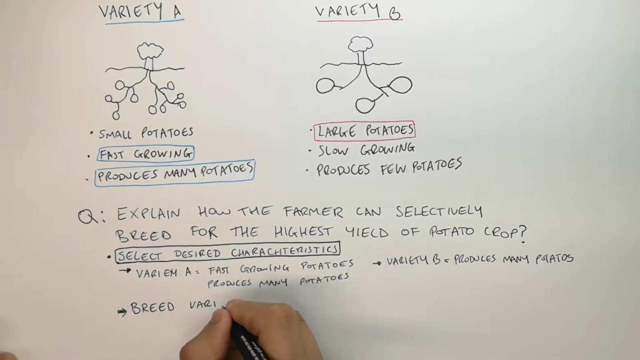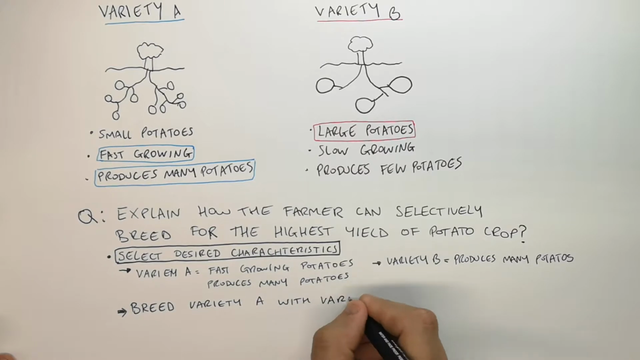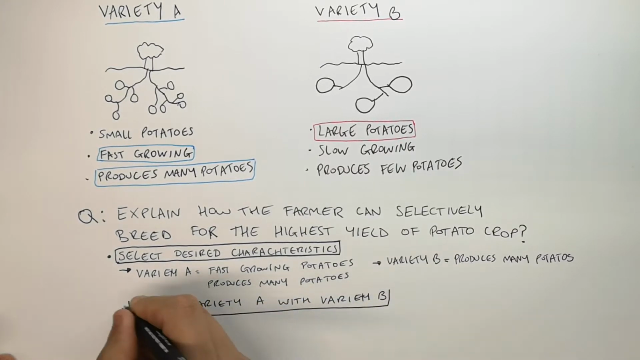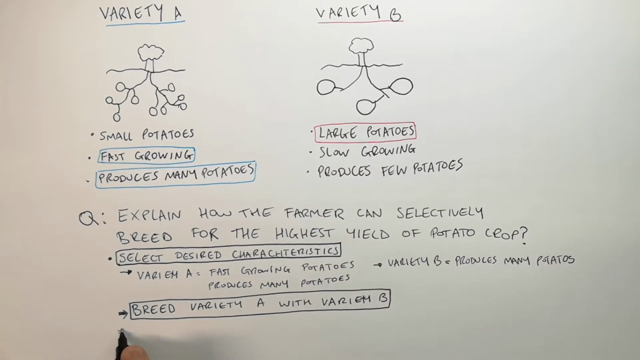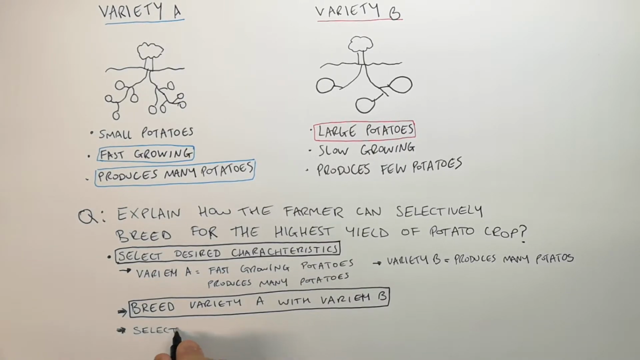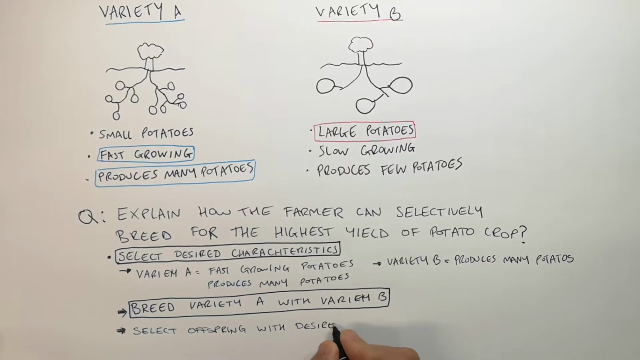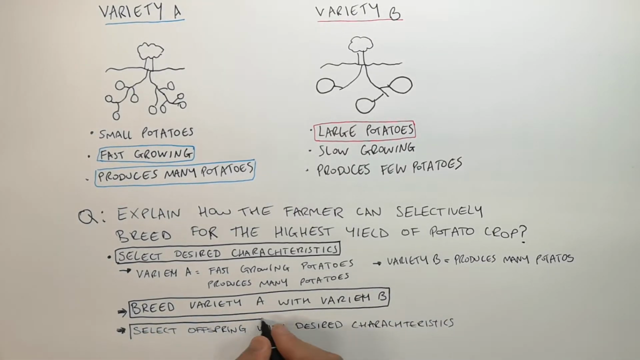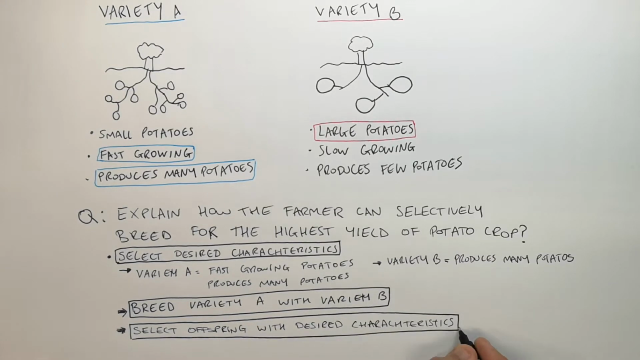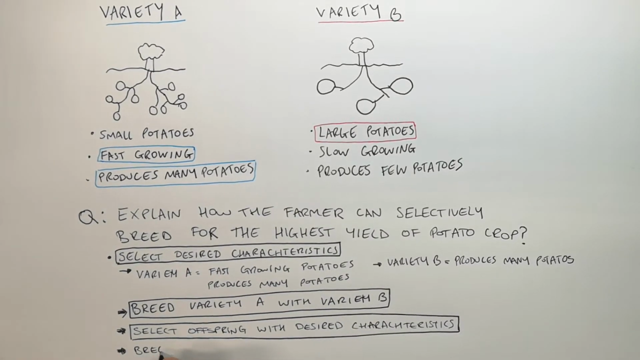So then what you do is you breed variety A with variety B, and this will then produce offspring. So you select the offspring with the desired characteristics. In this case, you are looking for the desired characteristics of the offspring, which are going to be fast growing, produces many potatoes, and have large potatoes.